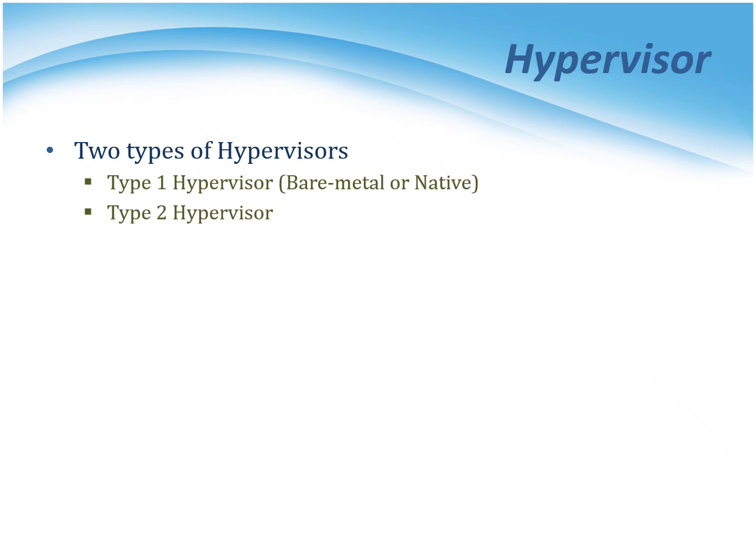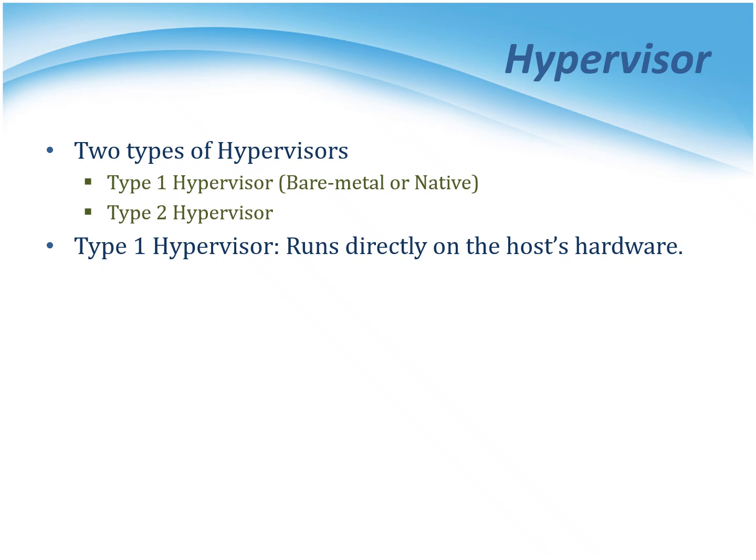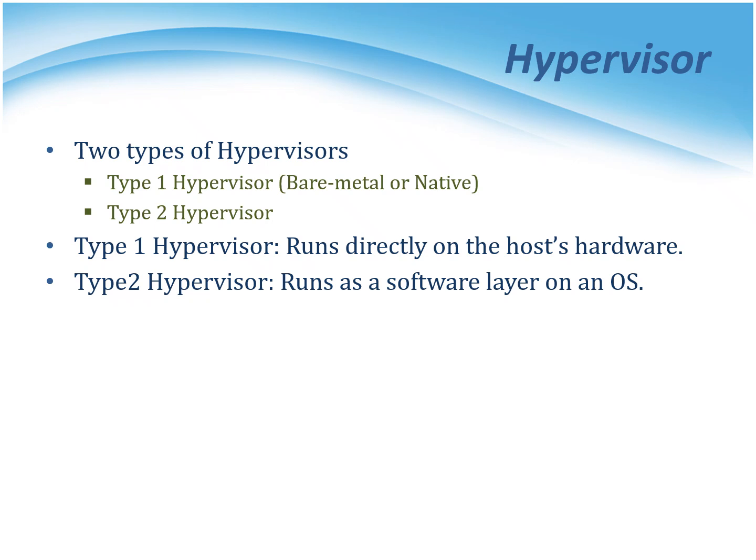There are two types of hypervisor. One is bare metal or native, and the other is the type 2 hypervisor. A type 1 hypervisor runs directly on the host hardware. A type 2 hypervisor runs as a software layer on an OS. So one runs directly on hardware, and the other runs as software on an OS, with first an OS and then a hypervisor. So there are two types of that. The most commonly used hypervisor is type 1.